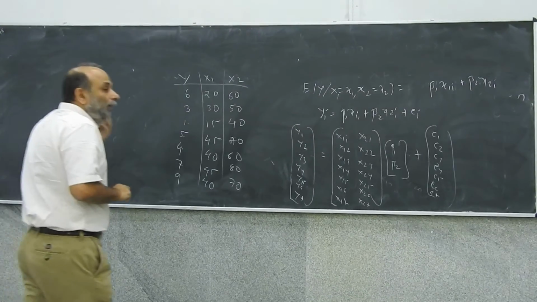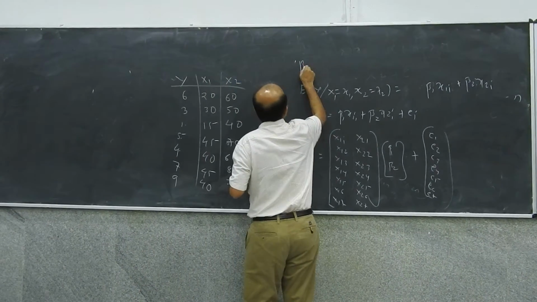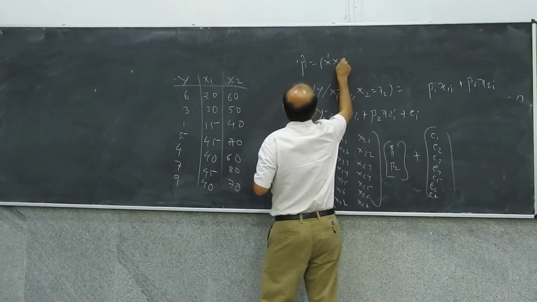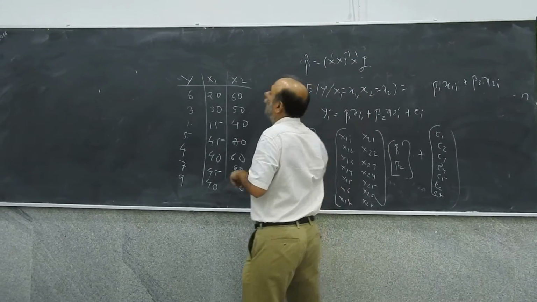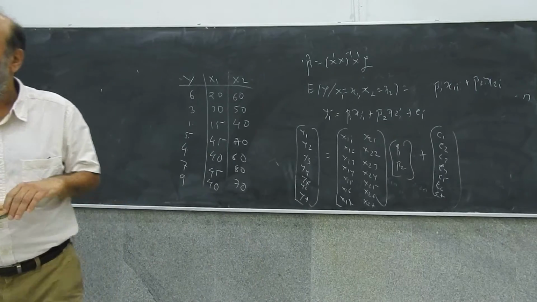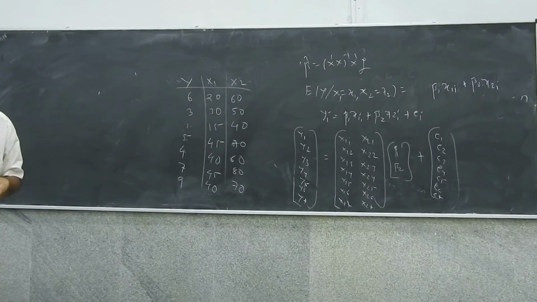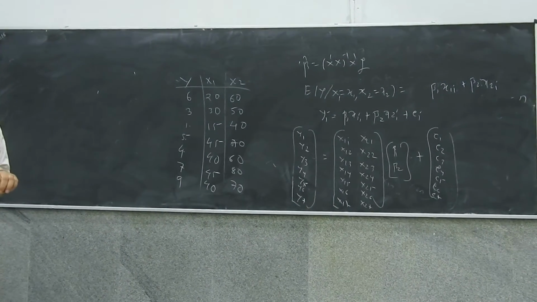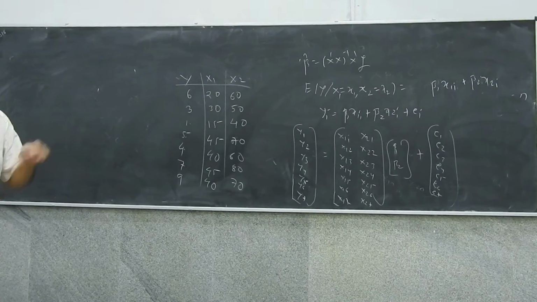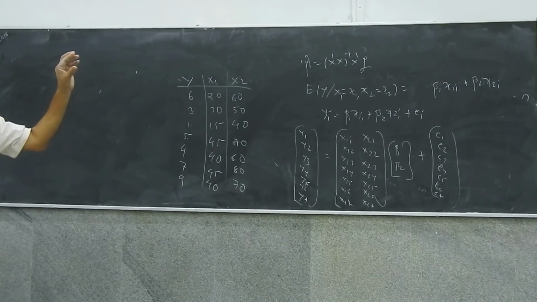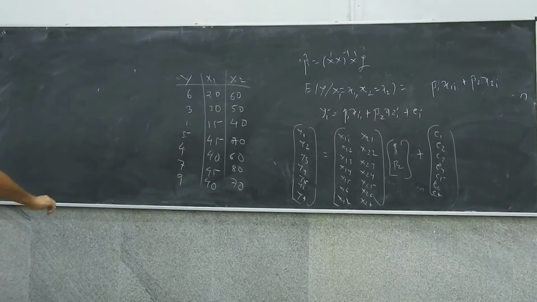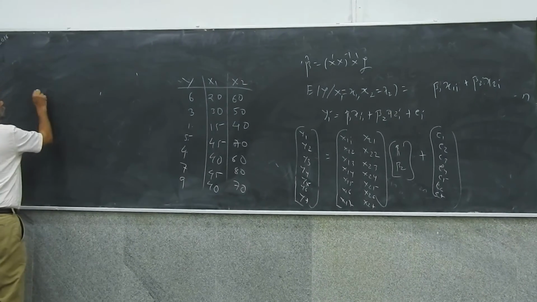Now what is beta hat equal to? Beta hat is equal to X dash X inverse X dash y. So let's first find out what X dash y is. Let's find out what those individual elements are, so that those are the things that will be required. So what is X dash y?